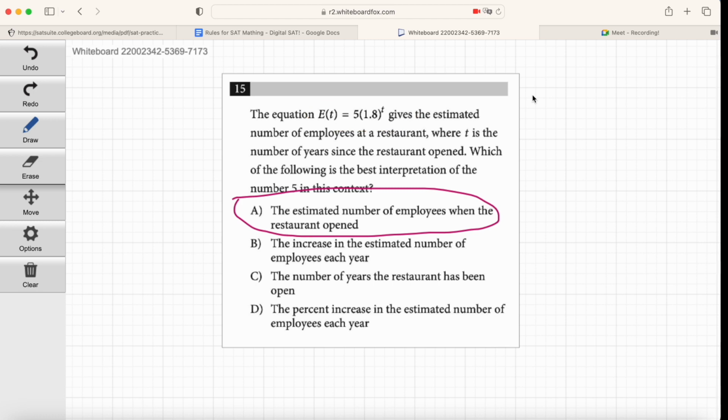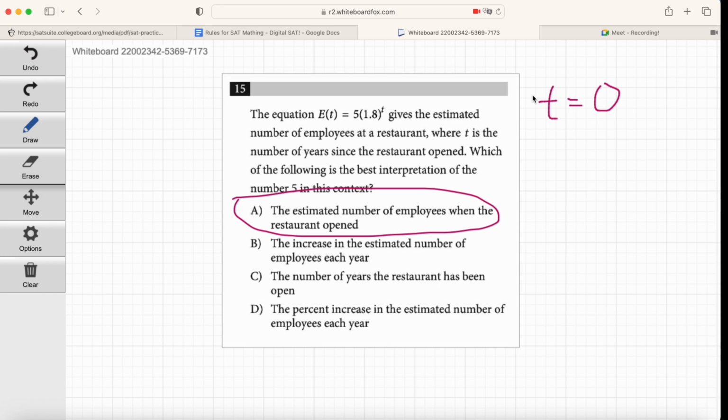If we plug in a 0 for T, now think about what this means. What does it mean when T is 0, Tanner? That means that there's been 0 years since the restaurant opened. Like, no time has passed. It's when the restaurant opened. Does that make some sense?